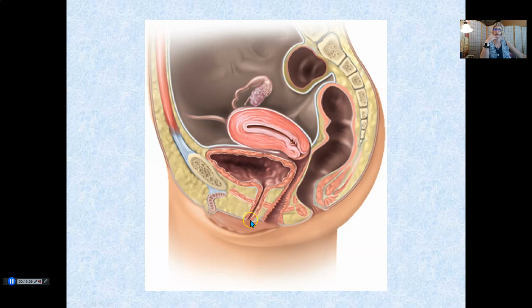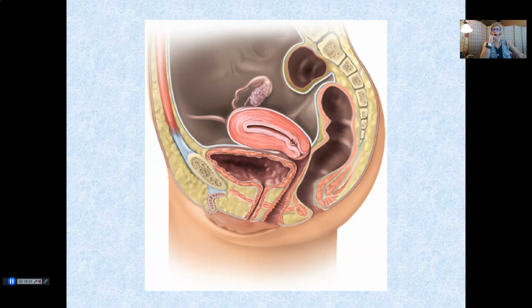Notice the urethra is quite short. And this is the urinary bladder. This is the clitoris. And then back here, this is your rectum and the anus. And then, of course, going up, you've got the sigmoid. Anyway, we'll go over that when we get to the digestive system.